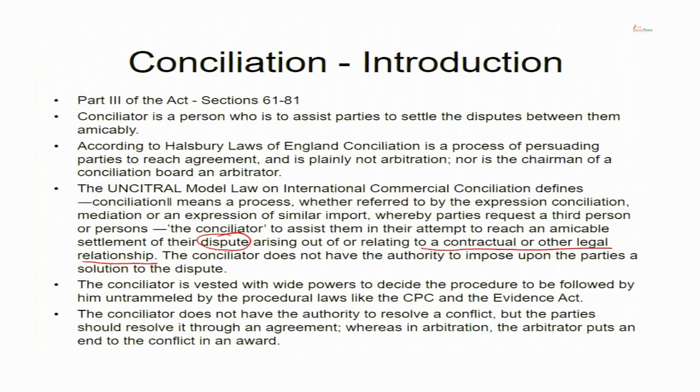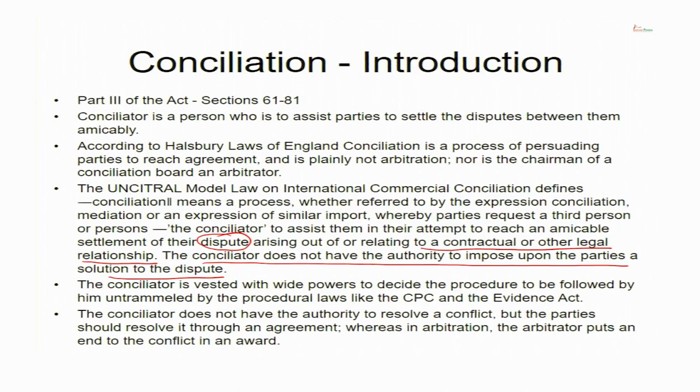I already said that there is no use of force, no use of power. Conciliator does not have the authority to impose upon the parties a solution. It has to come from the parties themselves. Conciliator is not going to impose his opinion, impose his views. And in order to make parties reach a settlement, conciliator is vested with wide powers to decide the procedure. Conciliator can decide the procedure. And the existing court proceedings, for example, CPC 1908 and Evidence Act, these are not applicable. These are not binding. So therefore, the conciliator is vested with wide powers, untrammeled by the procedural laws like CPC and Evidence Act. The conciliator does not have the authority to resolve a conflict, but the parties should solve it through agreement. Conciliator will only facilitate them.